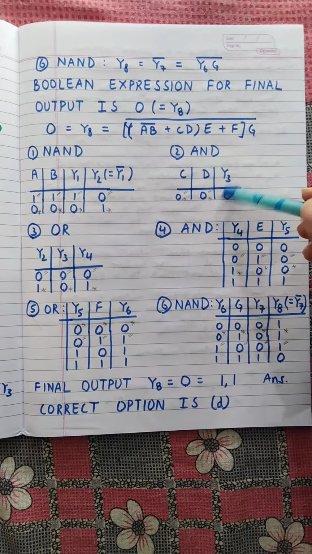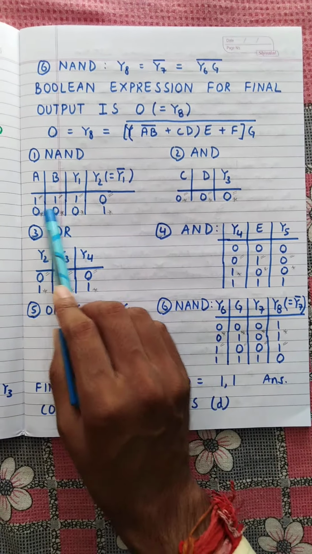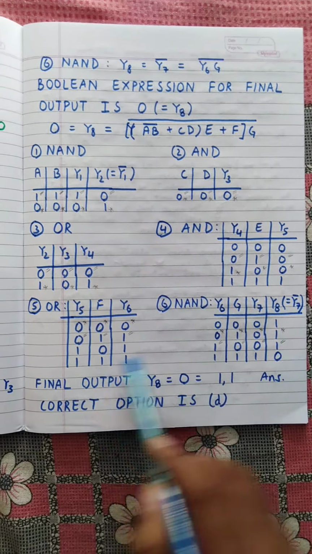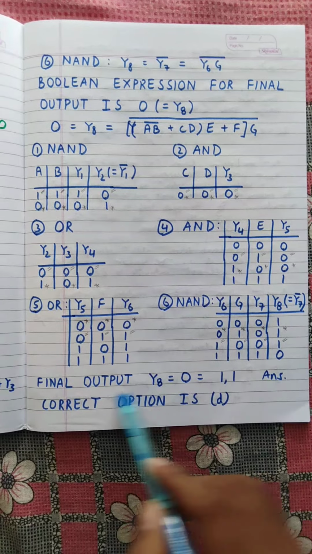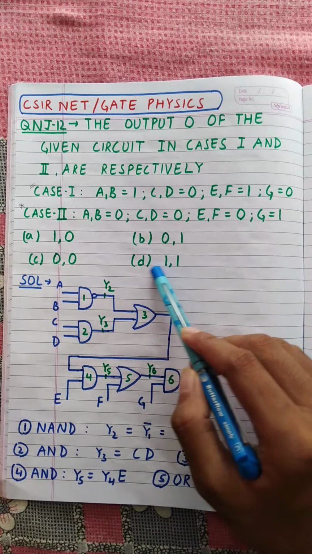So this we have to do, and by looking carefully at the proper combination of inputs and outputs we can obtain this result 1 comma 1. So the correct option is D. Let us see, the correct option is D, 1 comma 1.